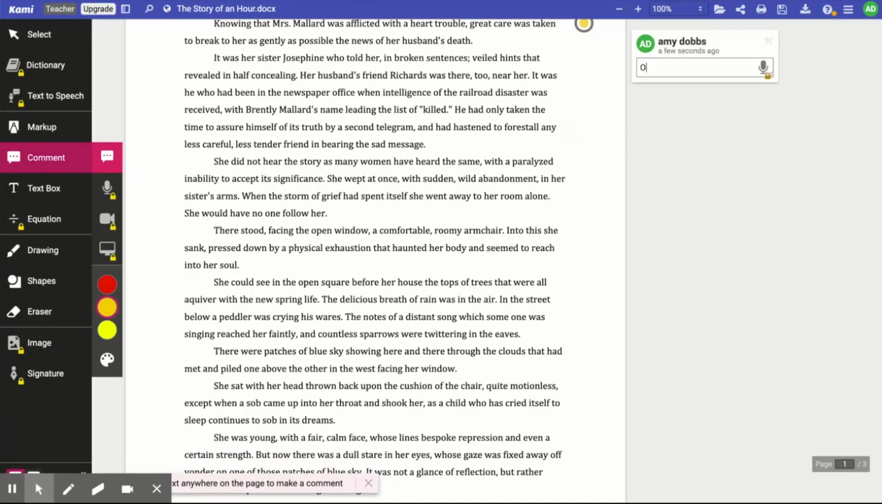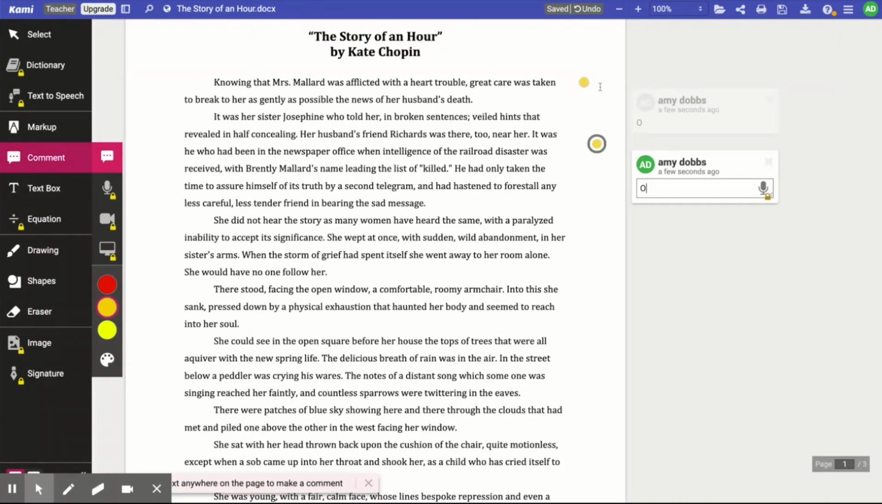It was her sister Josephine who told her in broken sentences, veiled hints that revealed in half concealing. Her husband's friend Richards was there too, near her. It was he who had been in the newspaper office when intelligence of the railroad disaster was received, with Brentley Mallard's name leading the list of the killed. He had only taken the time to assure himself of its truth by a second telegram, and had hastened to forestall any less careful, less tender friend in bearing the sad message. So again, this paragraph here is also about others. So we have two other characters, Josephine and Richards, who were there to protect her.